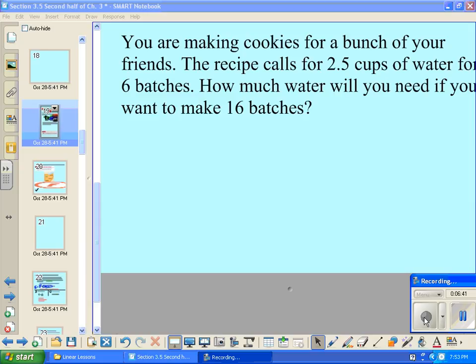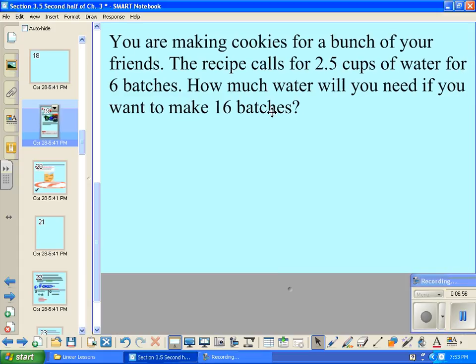In our second example here, we're going to again try to set up some kind of proportion, and make sure we do the same thing as the first one. Stay consistent with how we arrange the information. It says you're making cookies for a bunch of your friends. The recipe calls for 2.5 cups of water for 6 batches. So we know that about the recipe. How much water will you need if you want to make 16 batches?